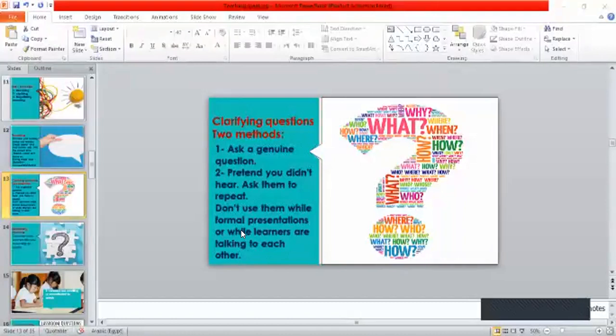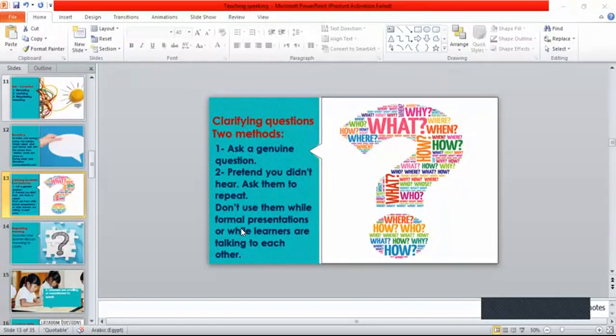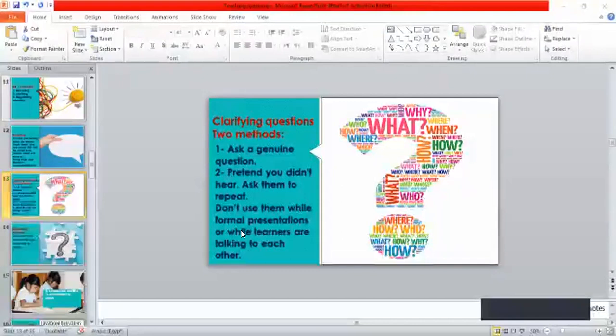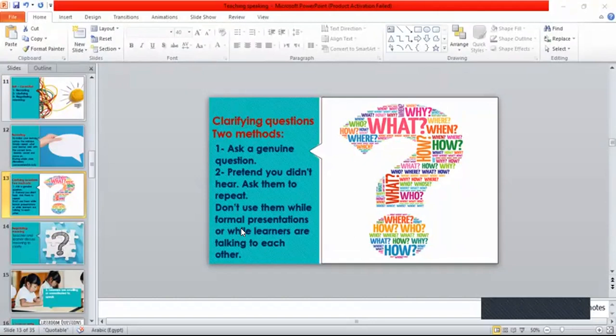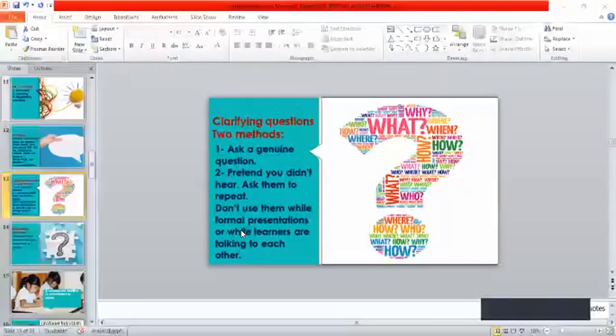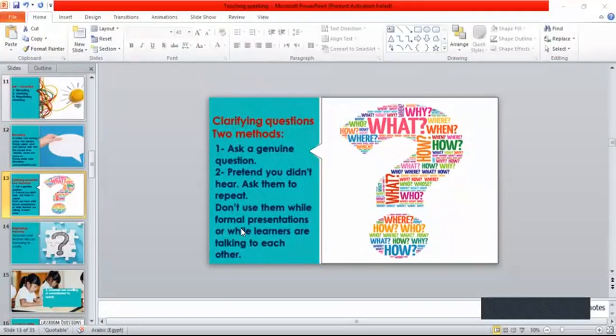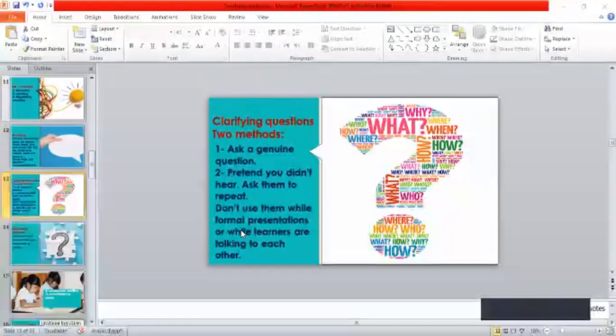When you invite your student to come to the front of the classroom and speak, please keep them speaking and encourage them to speak. How? By not correcting them. This is the first point. Or while learners are talking to each other, you give them a task or an activity and they prepare together what they are going to say. While monitoring the groups, if you hear a mistake, it's not a good idea to correct them directly.